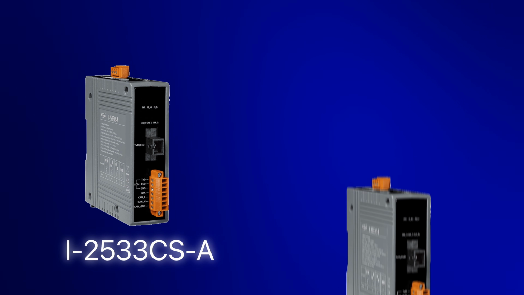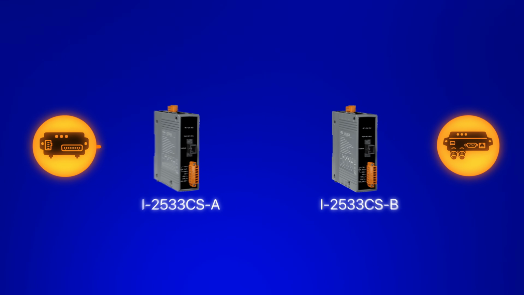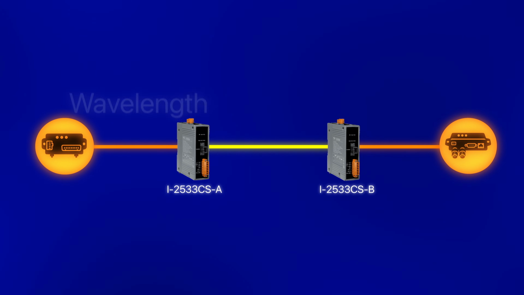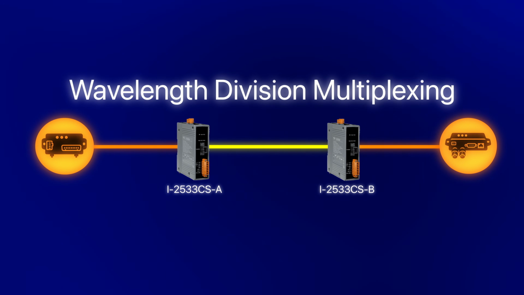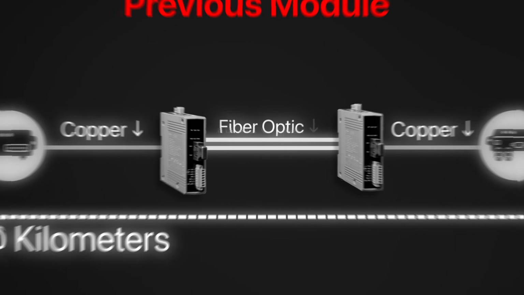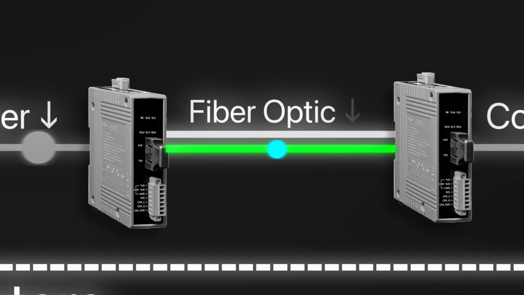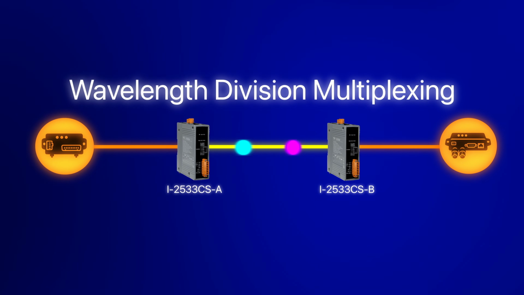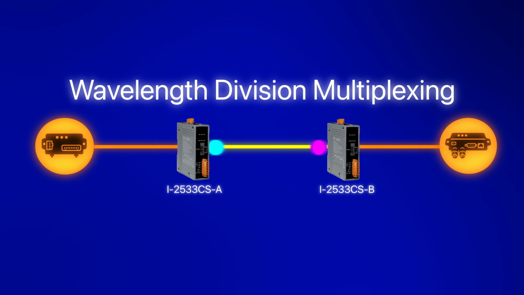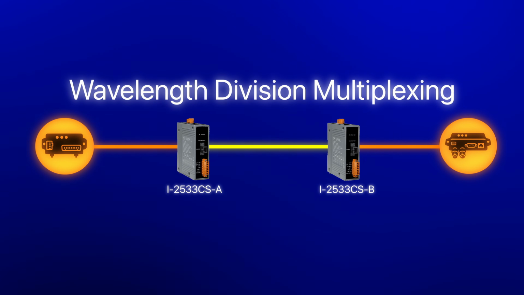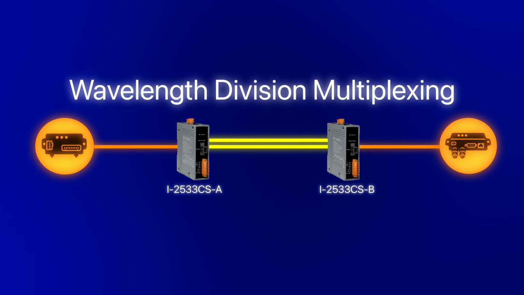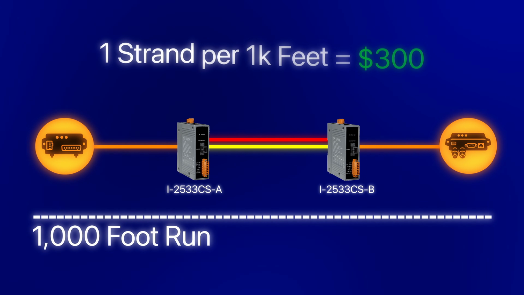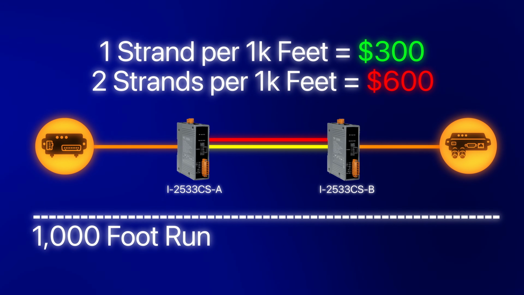I-2533CS-A and I-2533CS-B. These 2 work as a matched pair, and what makes them stand out is something called Wavelength Division Multiplexing. You see, normally fiber needs 2 strands, one for sending and one for receiving, but this pair sends bidirectional CAN data down a single fiber strand by using a different wavelength for each direction. So instead of pulling 2 strands on every run, not only do you only need one, but that cuts your fiber deployment costs across the entire installation.